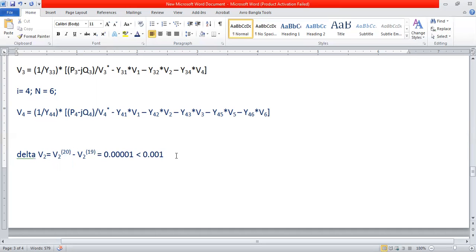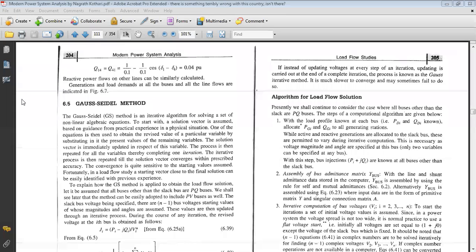So this is our iterative method. We need to solve the equation several times to find our desired solution. So this is the solution process, or how we can solve our load flow studies problem by using the Gauss-Seidel method. Now this is from the Nagrath Kothari book, Modern Power System Analysis, Nagrath Kothari.